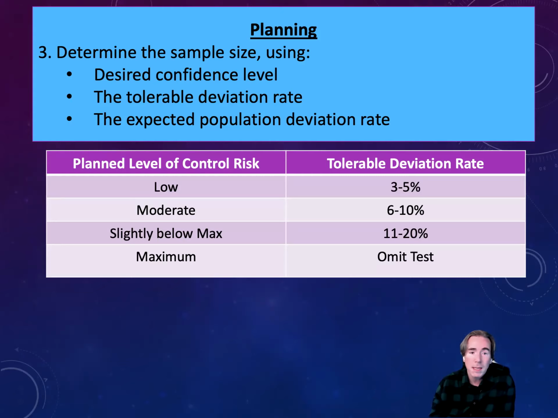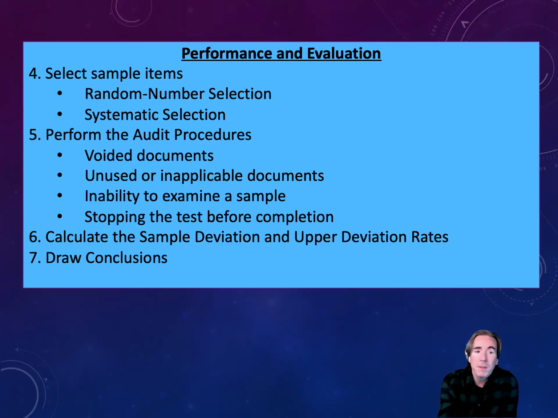So the more you plan, the more critical the control, the less you can tolerate deviations. And it'll depend on your control risk. So then we'll select our items. We'll use a random number selection, or we could use a systematic selection. That's where we do a step approach. We pick a random starting point, and then we go every fixed interval.